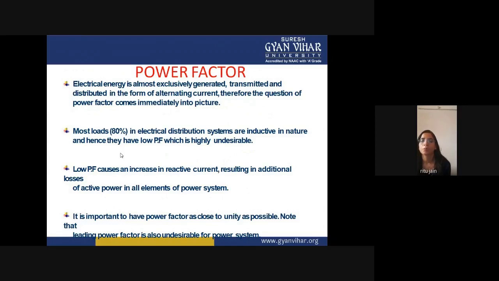Leading power factor is also undesirable for the power system. Okay. So the power factor must be nearest to 1. We always try to keep our power factor nearest to 1. But there will always be some low power factor just because of the inductive load which is connected from the consumer side.